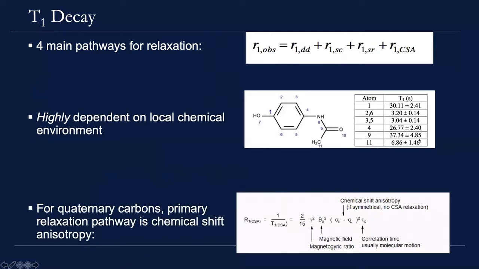So for the carbons that don't have any attached protons, they typically relax via this chemical shift anisotropy pathway, which is proportional to the square of the main magnetic field, which is why when you go from 3T to 14T, for instance, the T1 of pyruvate decreases. So it's just something to keep in mind when you're doing these imaging studies and looking at different field strengths, that the relaxation rate will vary as a function of field.